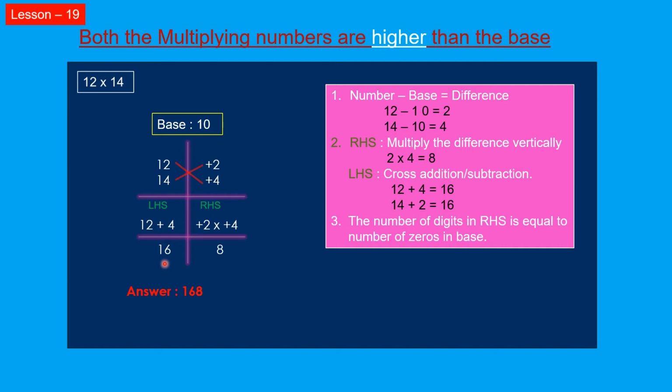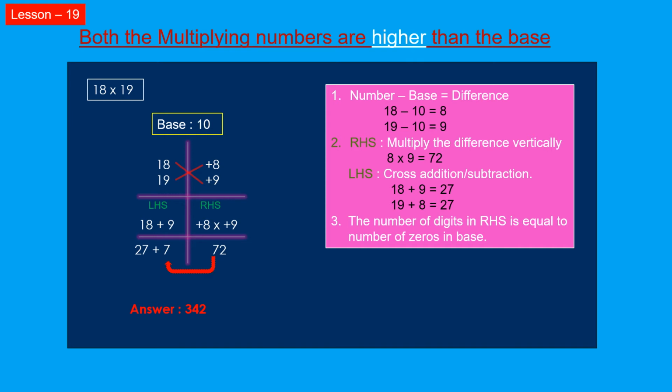The last thing you have to keep in mind is that the number of digits in RHS must equal the number of zeros in the base. Here our base is 10, so we have one zero and we have one digit in RHS. So write your answer: 168.